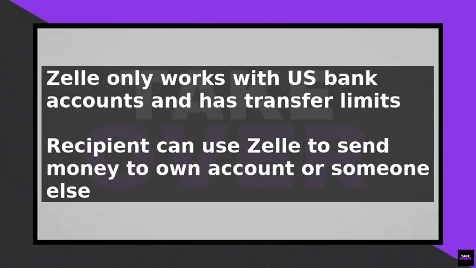Also, some banks may have limits on the amount of money that can be transferred using Zelle, so it is a good idea to check with the recipient's bank before sending the money.